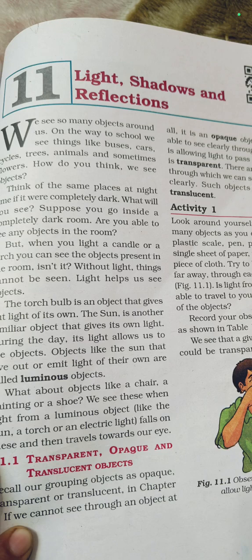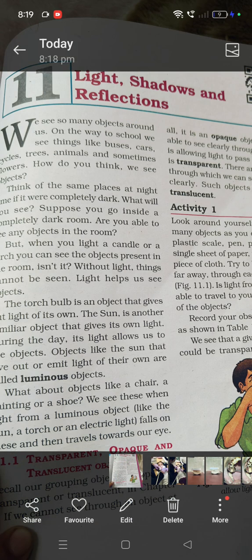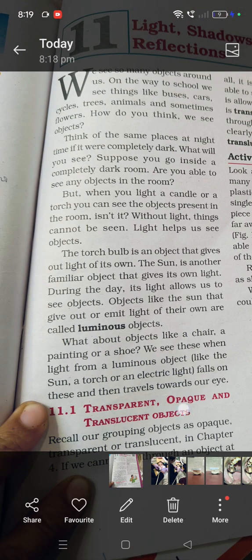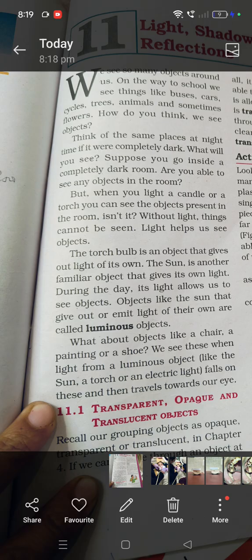Okay, ma'am. So we are studying light, shadows, and reflection. Let's study the important things first. One is luminous objects. Everybody, please take out your copies and write about luminous objects.